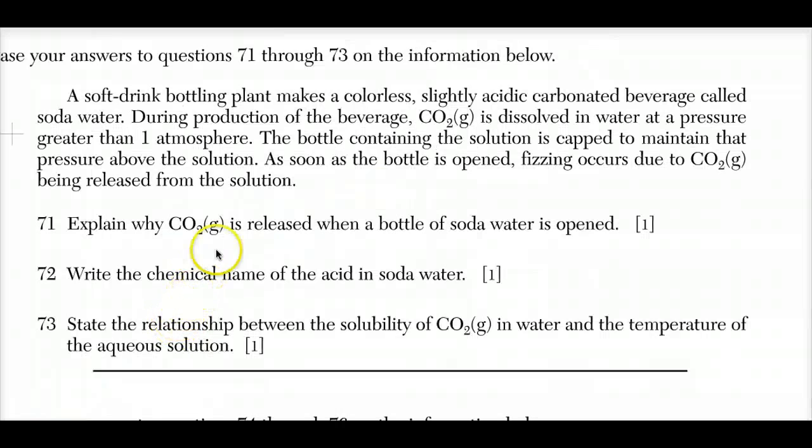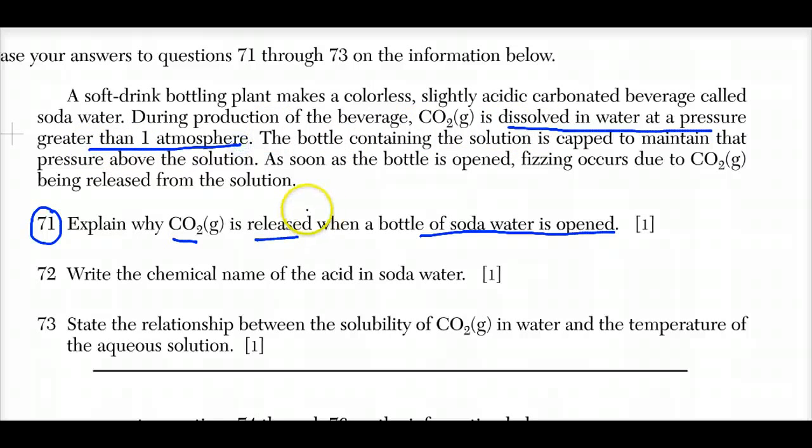Number 71. A soft drink bottling plant makes a colorless, slightly acidic carbonated beverage called soda water. So we've got a little blurb here, I'm going to go right to the question. 71, explain why CO2 is released when a bottle of soda water is opened. Well, it's released for many different reasons, but if you look in your blurb, if you think you might need these hints, during the production of the beverage, CO2 is dissolved in water at a pressure greater than 1 atmosphere. So when you open the bottle, you are lowering the pressure.